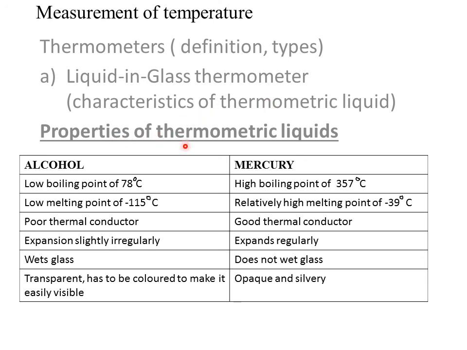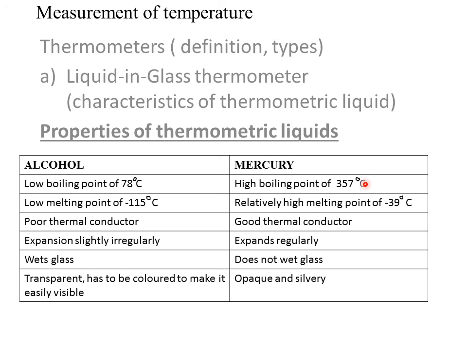Then we look at properties of thermometric liquids. The commonly used thermometric liquids are alcohol and mercury. So we are comparing their properties here. Clearly you can see that alcohol has a low boiling point of 78 degrees Celsius, while mercury has a high boiling point of 357 degrees Celsius.